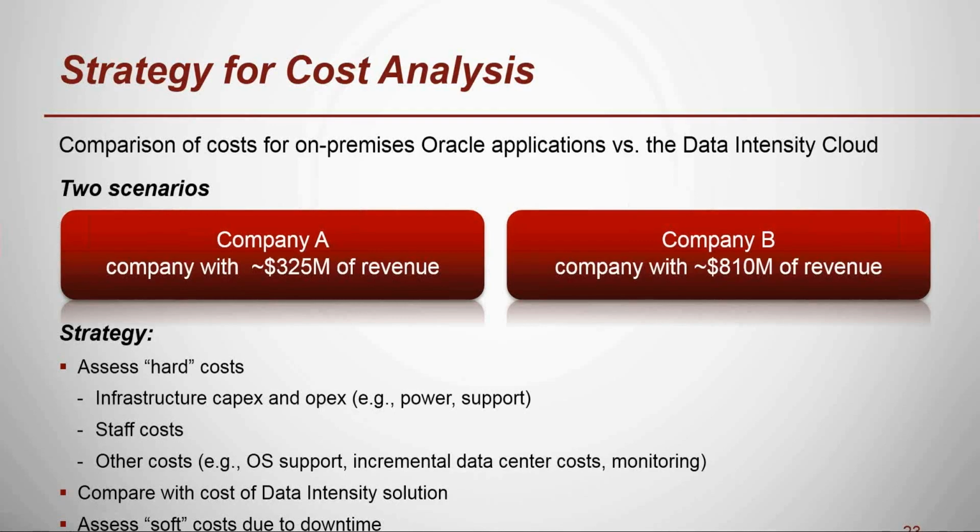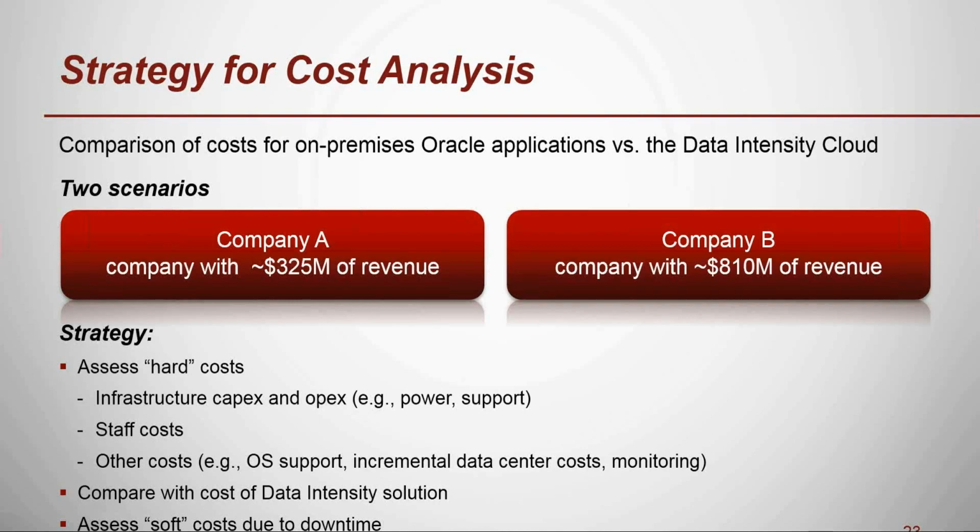So the two scenarios that we're going to go through today, which we'll run through fairly quickly so we don't get bogged down in the details, are two companies, one of which is a smaller mid-market company with about $300 million in revenue, and one is a larger mid-market company of about $800 million in revenue.